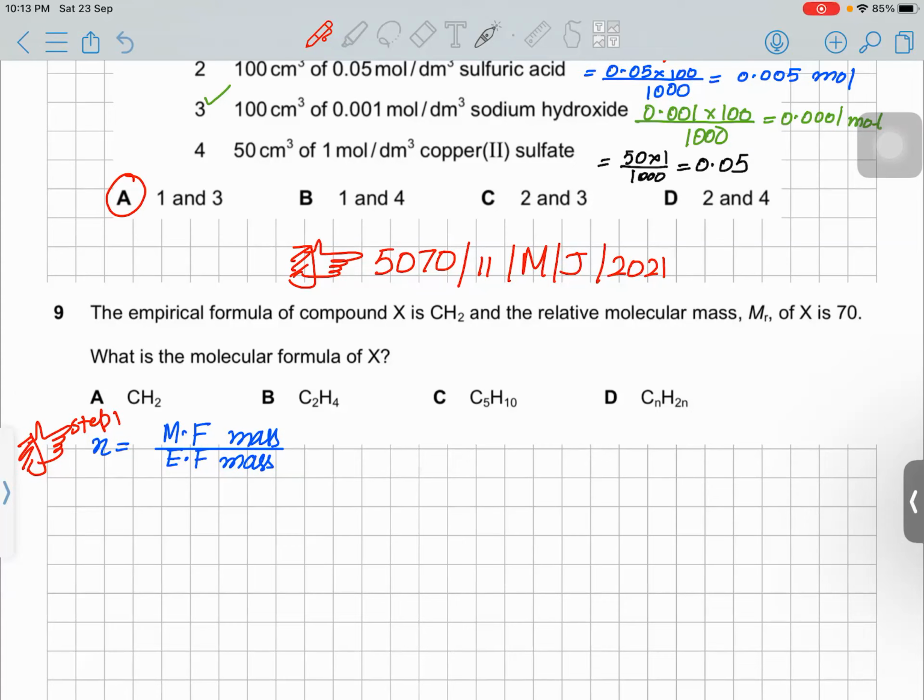Can you hear my voice? Yes, sir. So the molecular formula mass is 70. Sir, but what is the EF mass? Now EF mass: carbon plus 2H, 12 plus 2 is 14. Yes, 70 divided by 14 is 5.